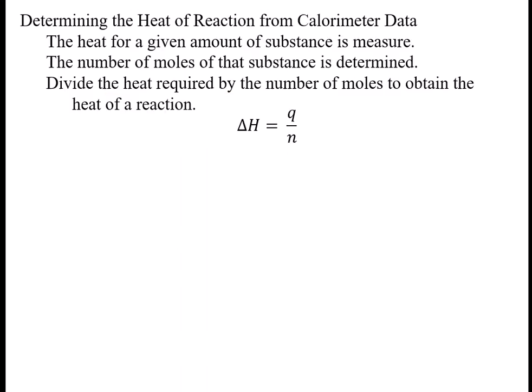Now, to determine the heat of reaction from the calorimeter data, you want to find the heat for the given amount of substance. You want to find the number of moles of that substance and then divide the heat by the number of moles. So the formula is that the heat of reaction, or delta H, is going to be Q, which is either S M delta T or C delta T depending on what's given to you, divided by n, and n is the moles. And that's how you go about doing that. In the next video, we will work two examples of that.